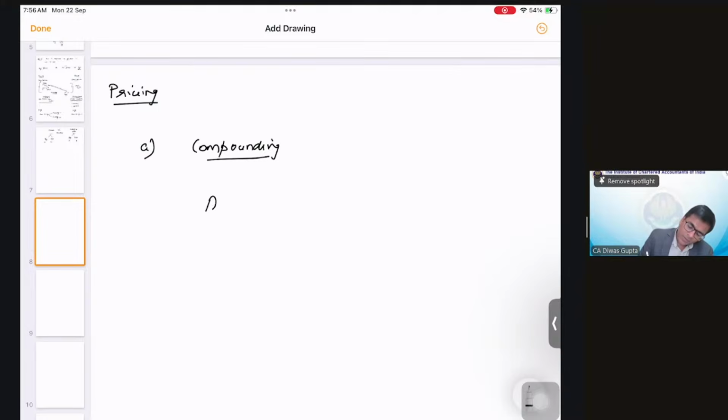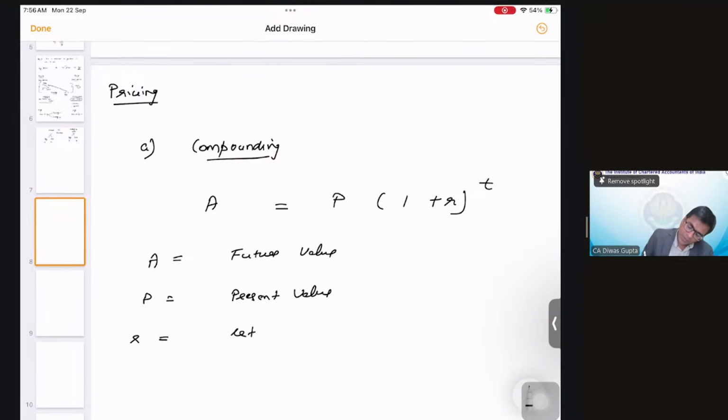Okay, so what a generally compounding formula looks like, right? Where we say that A is equal to future value, P is equal to present value, R is equal to rate of return, T is equal to time period, students. I hope this is clear, right? This is just a very simple formula that I have put in.